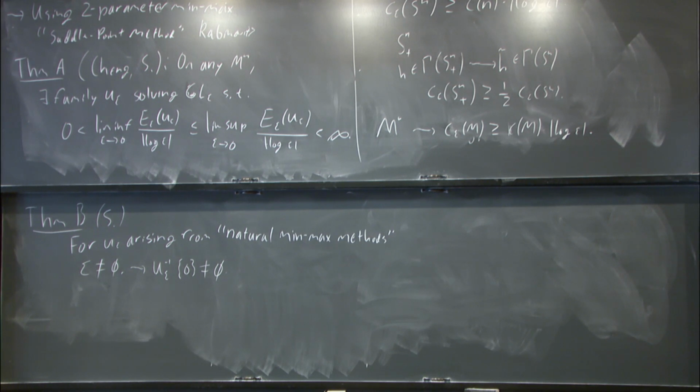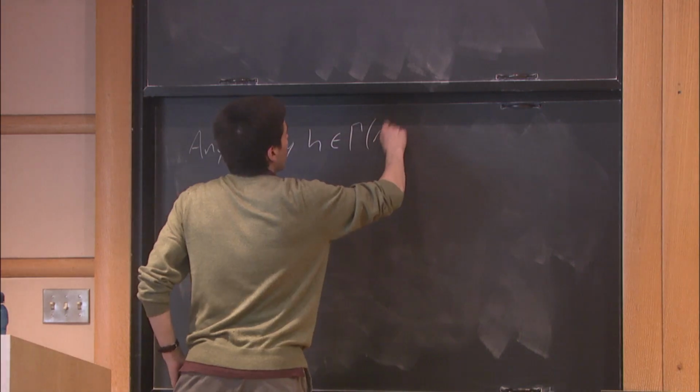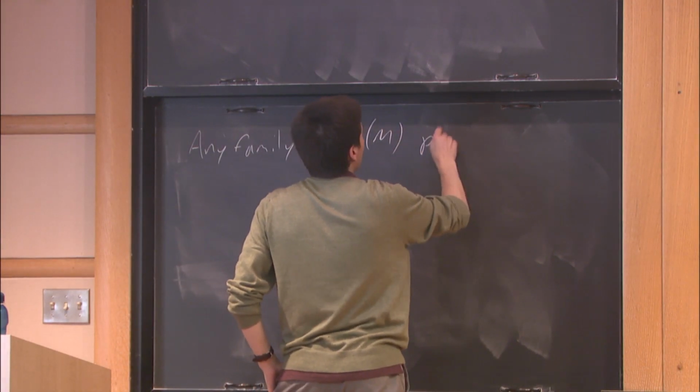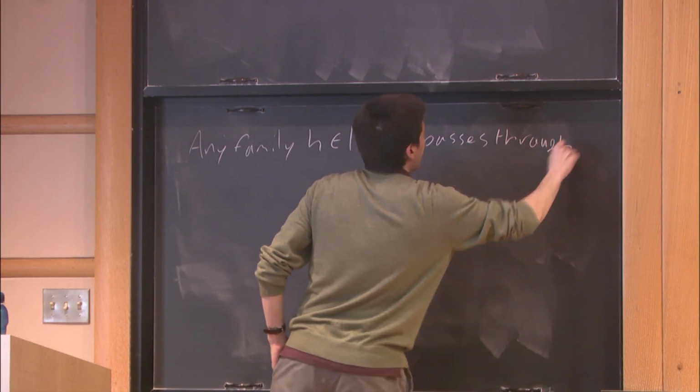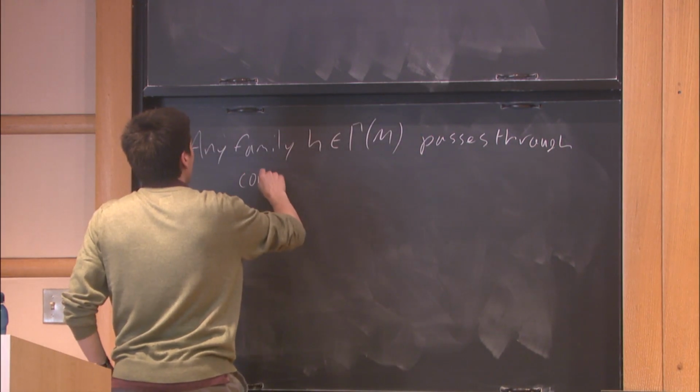And we said that we can't rule this out for general critical points, right? So we're really going to have to employ, in a non-trivial way, the structure of our min-max construction. So what do we note? We note that any family, by definition in our space gamma of M, has to pass through the constant maps, right? The constant maps to S1.